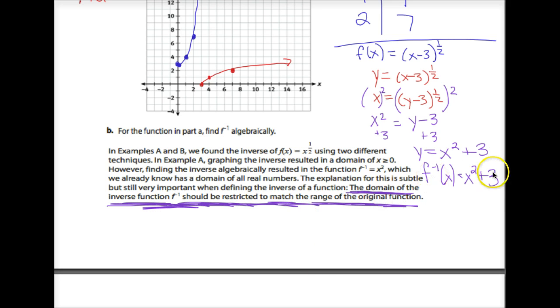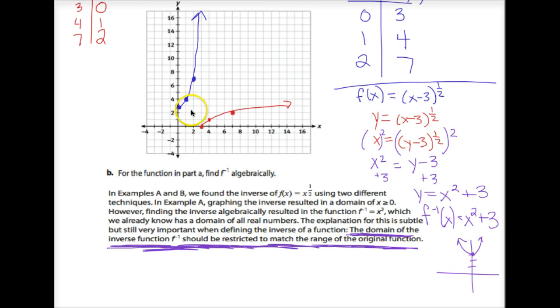So here, x squared plus 3, I can graph that without doing any work. It's a vertical shift up 3 of the parent parabola. Its domain is all real numbers. However, when I did the inverse by picking points, the domain of this guy is all real numbers greater than or equal to 0. You have to choose the one that matches the range of the original.